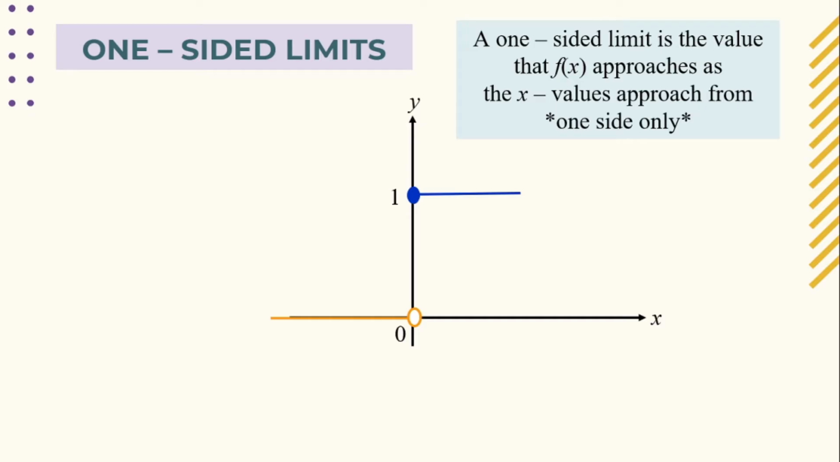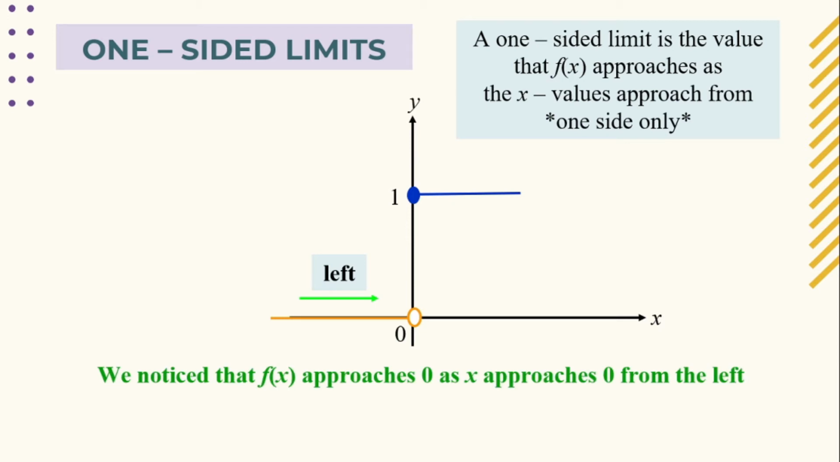Now we refer to the graph. Please stay to the left of x equal to 0. So here we notice that f(x) approaches 0 as x approaches 0 from the left. It means the function, or the yellow line, is moving in towards a value of 0 when we get closer and closer to x equal to 0.